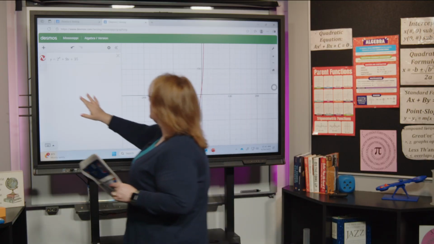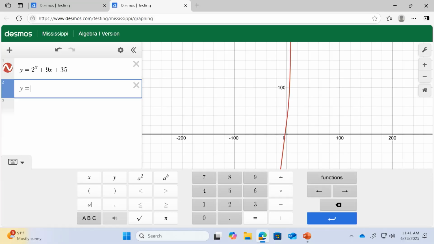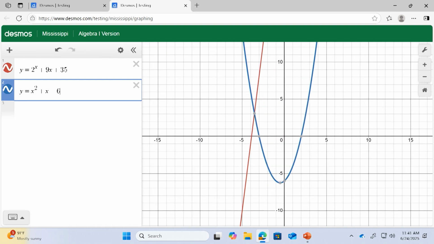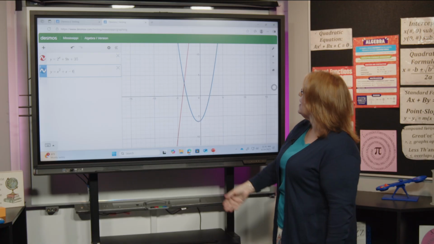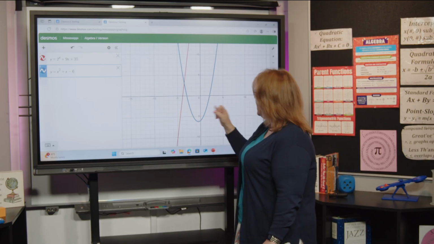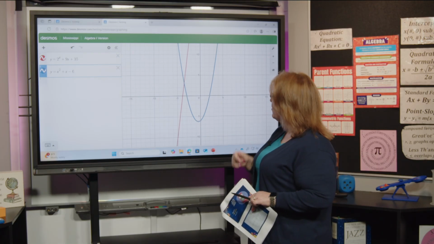So let's put the next one in. Here we go. So I've got y equals x squared plus x minus 6. Now, let's look at this one. I am going to scroll in. Look at this. What would we call this one? It's a parabola, because I can see I have a vertex, I have 2 x-intercepts, I have 1 y-intercept, so this one would definitely be considered a parabola.